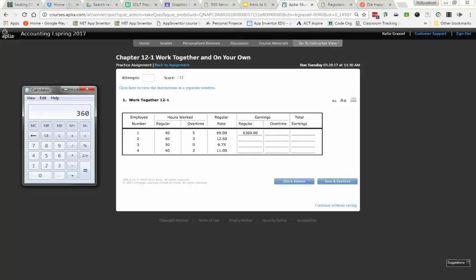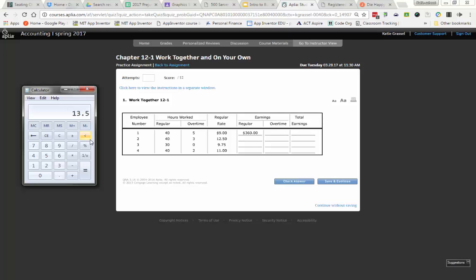Now, when we calculate overtime hours, the first thing you have to do is calculate your overtime rate. To calculate your overtime rate, you're going to use the regular rate, which is $9. Then you're going to multiply that by 1.5. So that means employee number 1 earns $13.50 per hour for overtime.